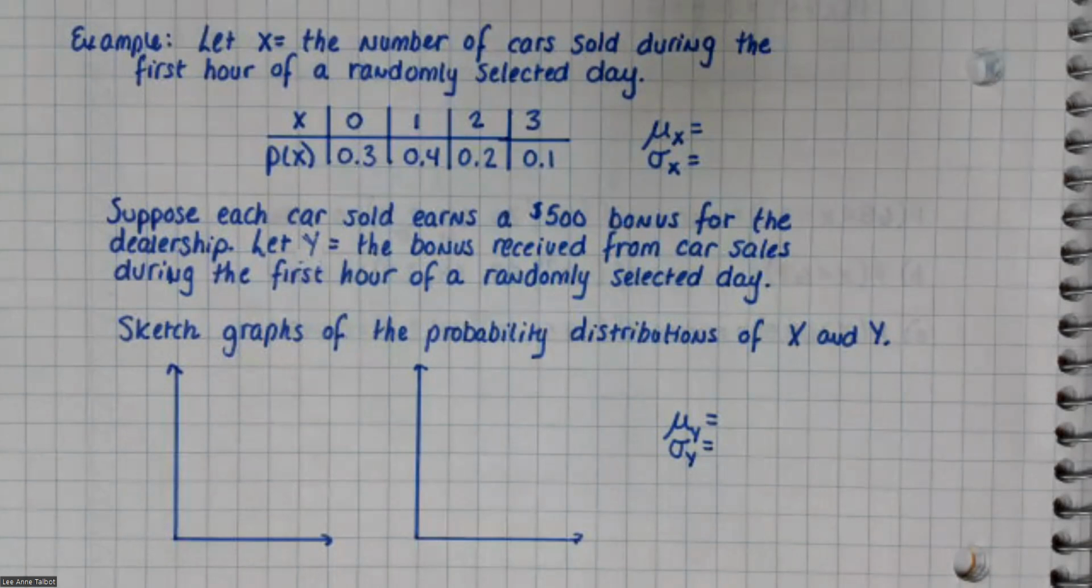Okay. Let X equal the number of cars sold during the first hour of a randomly selected day. Let's make sure we understand what the table is saying. There is a 30% chance of selling 0 cars in the first hour. There's a 40% chance of selling 1 car in the first hour. First hour being, let's say, 8 a.m. to 9 a.m. if they open at 8. Does that make sense? There's a 20% chance of selling 2 cars in the first hour, and there's a 10% chance of selling 3 cars in the first hour.